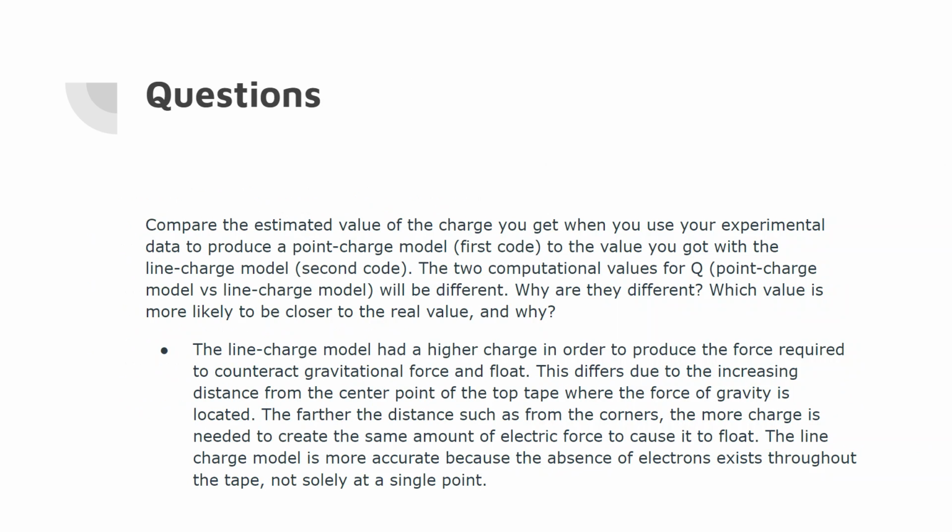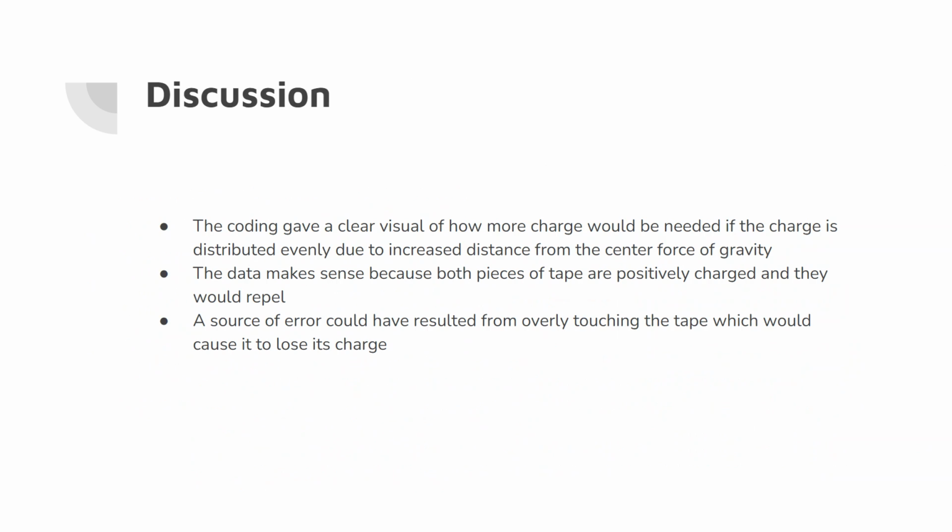The line charge model more accurately displays what would actually happen because the absence of electrons exists throughout the tape, not solely at a single point. And in the discussion, the coding gave a clear visual of how more charge would be needed if the charge is distributed evenly due to the increased distance from the center of force of gravity.